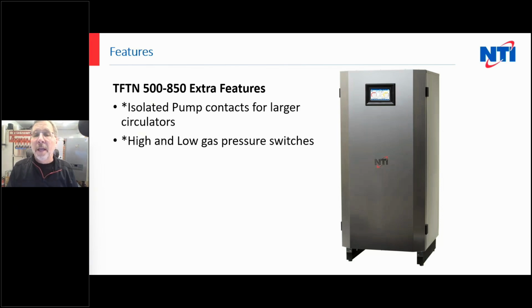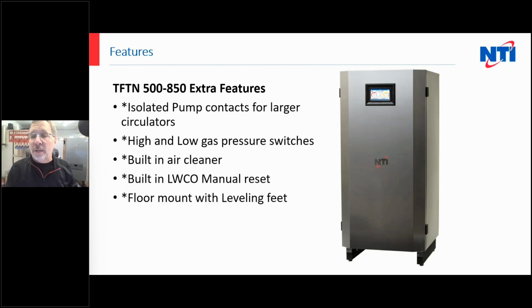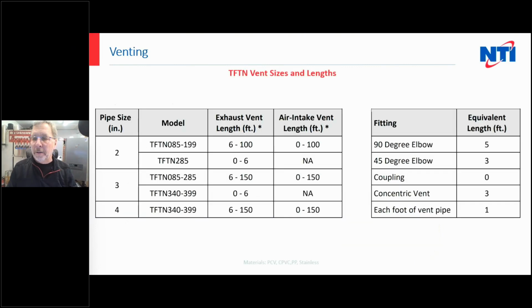But anyway, high and low gas pressure switches, built-in air cleaner. Yep, they have a nice little K&N filter on them. Built-in low water cutoff with manual reset, floor mounted with 11 feet. CSD1 compliant. This is CSD1 compliant out of the box. There's nothing to add to this. There's no manual reset high limit. There's no manual reset low water cutoff. It's all built into this unit already. So there's your sizes. I love this.